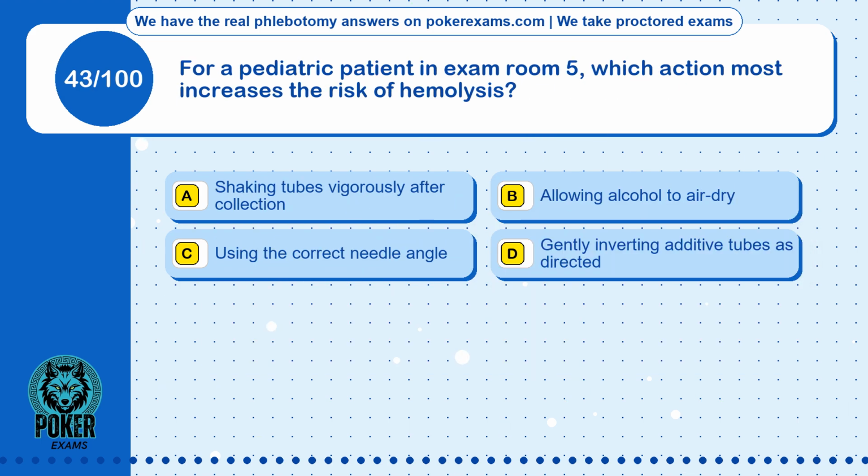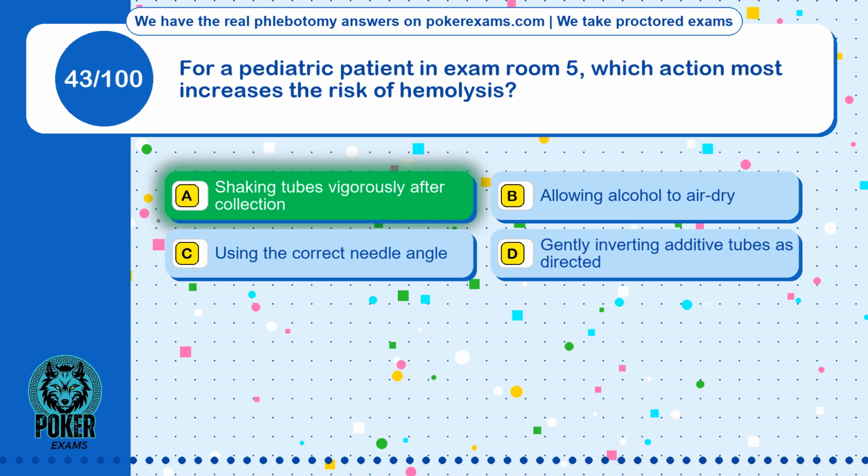Question 43. For a pediatric patient in exam room 5, which action most increases the risk of hemolysis? Option A. Shaking tubes vigorously after collection. Option B. Allowing alcohol to air dry. Option C. Using the correct needle angle. Option D. Gently inverting additive tubes as directed.